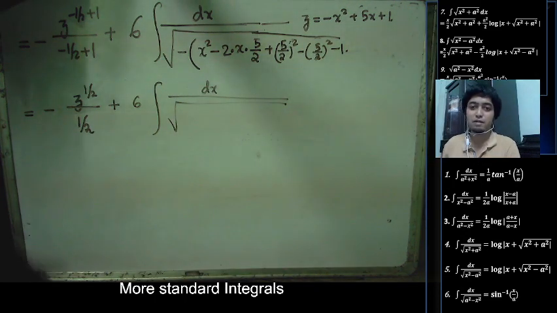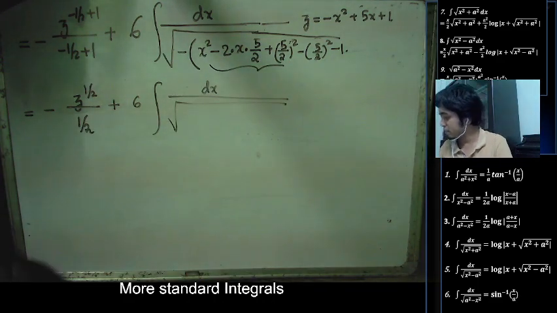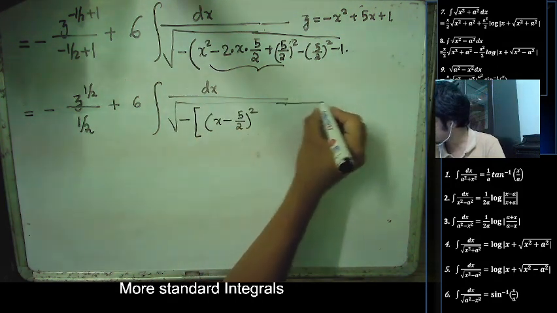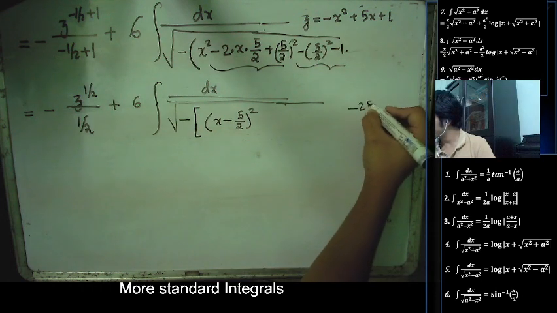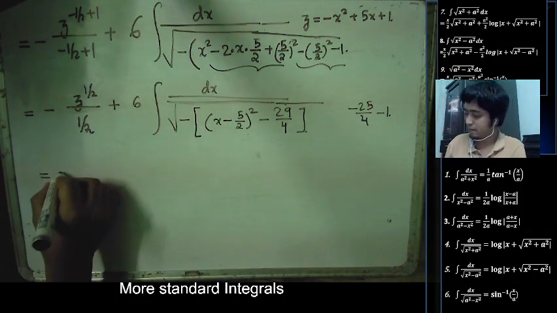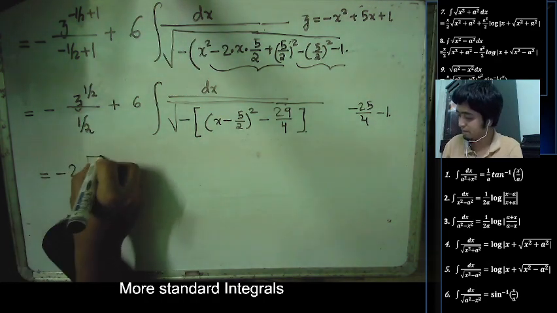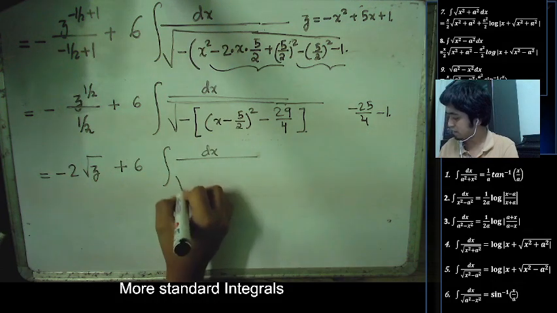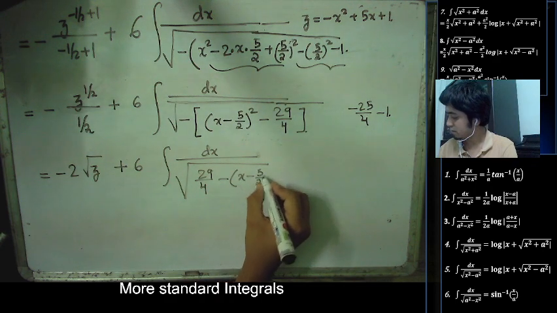Just like we did before, we will combine by using the formula a minus b whole thing square. Combine this one, and we will be having minus x minus 5 by 2 whole thing square. And if you combine these two, you will be having minus 25 by 4 minus 1, so minus 29 by 4. So you will be having minus 2 z power 1 by 2, that is root z, plus 6 dx upon square root 29 by 4 minus x minus 5 by 2 whole thing square.